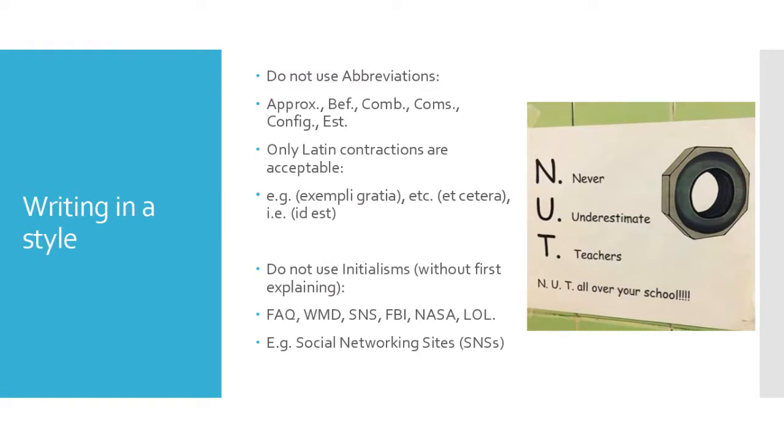Don't use abbreviations like approx, bef, com, coms, config, est to mean approximately, before, combination, communications, configuration, and estimate. The only acceptable contractions are Latin, such as e.g., for exempli gratia to mean for example, etc., to mean and more, and i.e., id est, to mean that is. Sorry.